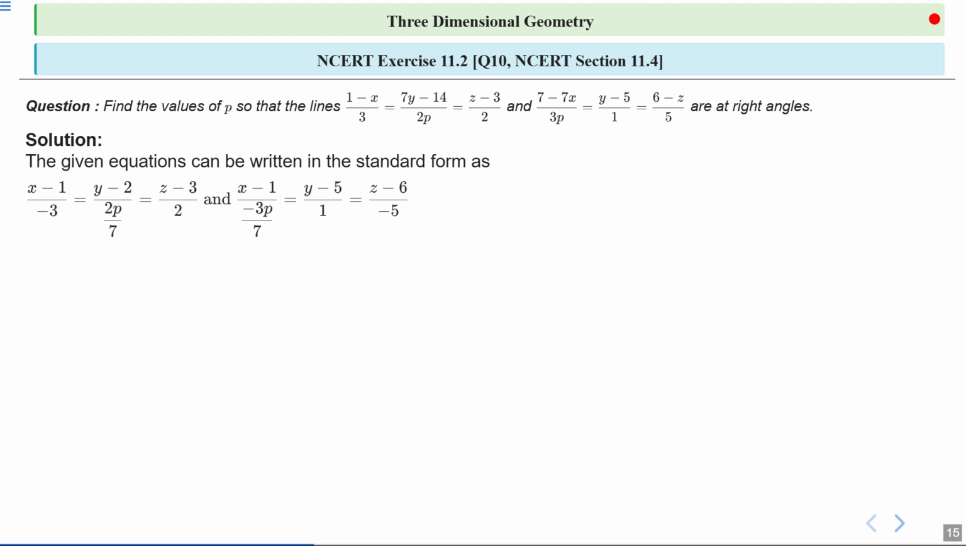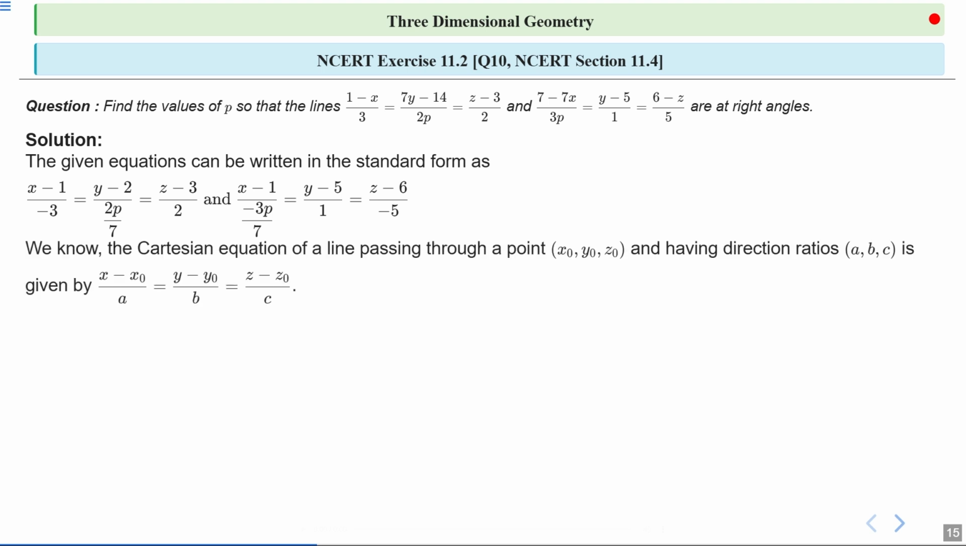(x minus 1) upon minus 3 is equal to (y minus 2) upon 2p upon 7 is equal to (z minus 3) upon 2, and (x minus 1) upon minus 3p upon 7 is equal to (y minus 5) upon 1 is equal to (z minus 6) upon minus 5.